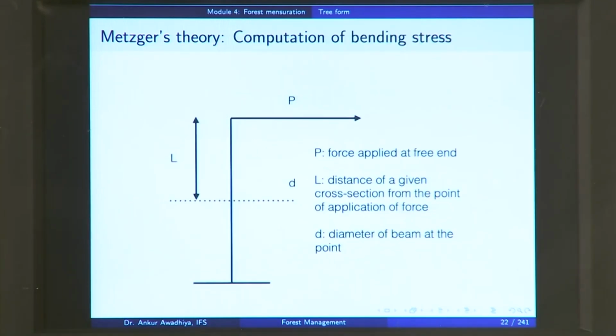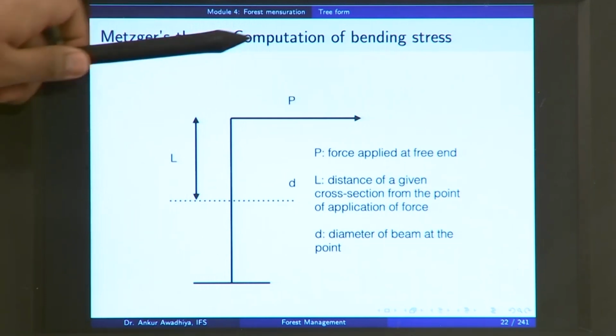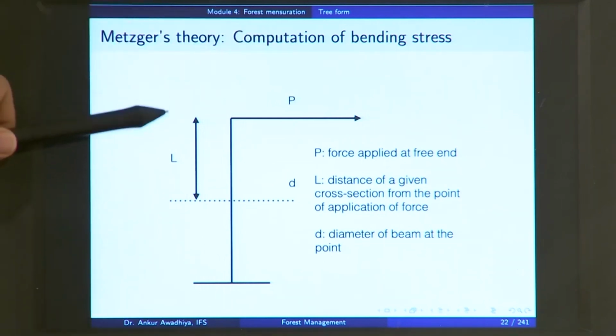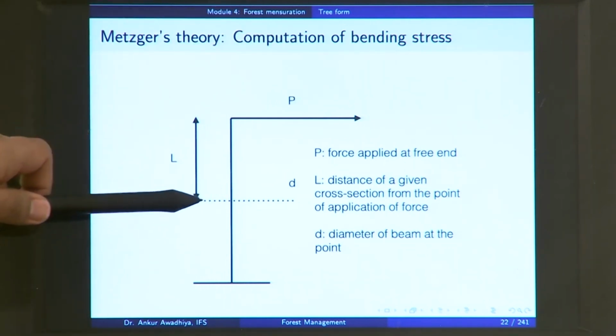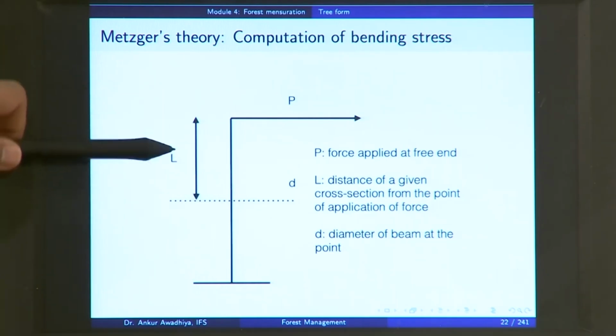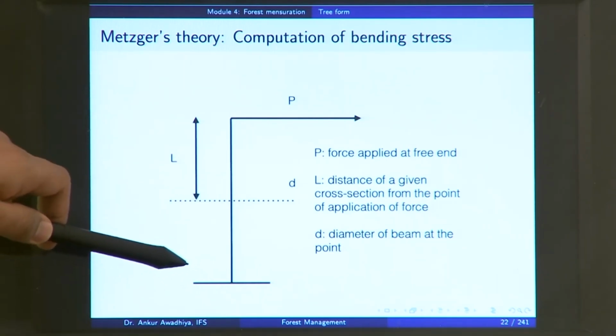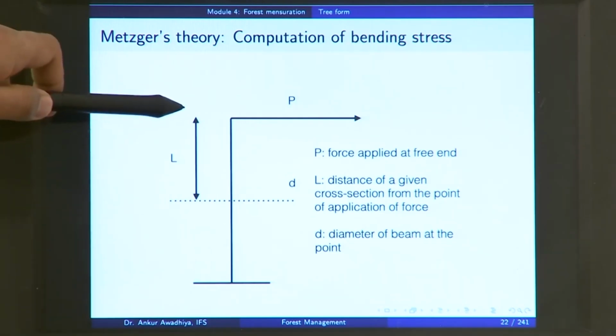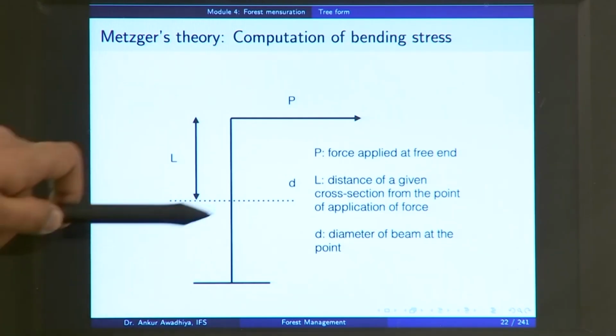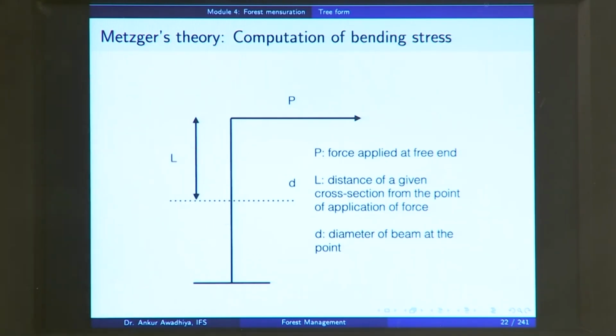So, if we put it up mathematically, this is our tree, and we are applying a force P because of the wind. P is the force applied at the free end. L is the distance of any given cross section from the point of application of force. At the bottom portion L is equal to the height of the tree, at the topmost portion L is equal to 0, and D is the diameter of the beam at the point.